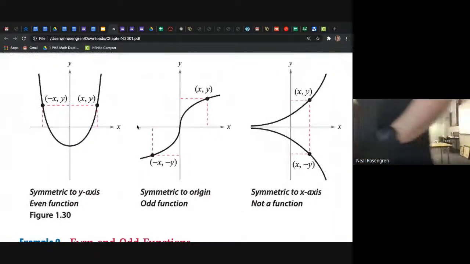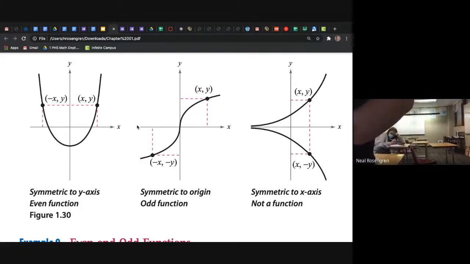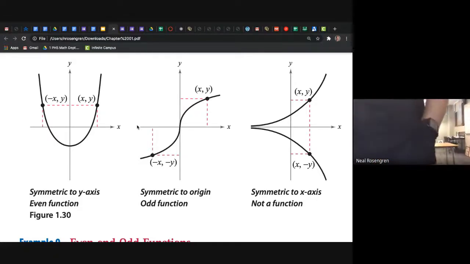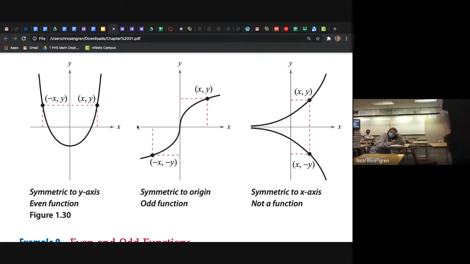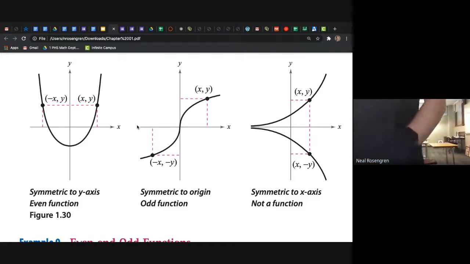Okay. Graphs can be even, which it says right here. Right? And if a graph is even, it's just symmetric to the y-axis. But there's something kind of big happening. We'll talk about that in a second. We'll do the graphical side first. I bet you know this, though, which is good.